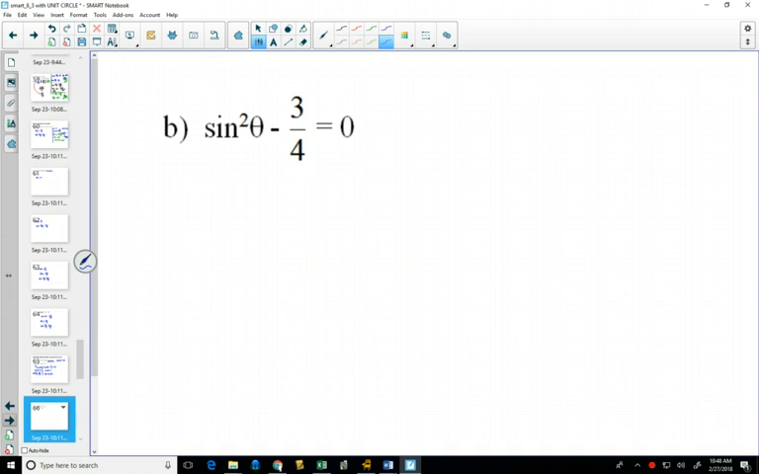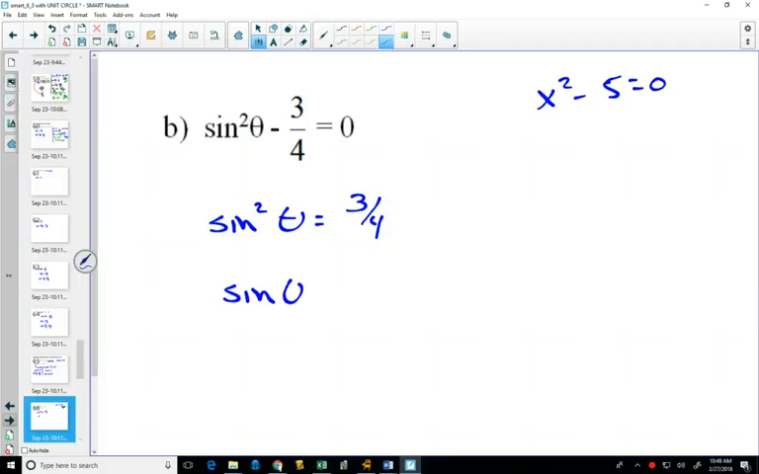If you just had something squared, how would you go about solving this? Right? If I just had x squared minus 5 equals 0, how would you solve that? Get the squared thing by itself, yes. Move the 3/4 to the other side, and then square root both sides. Now, when you square root both sides, you have to remember plus or minus.